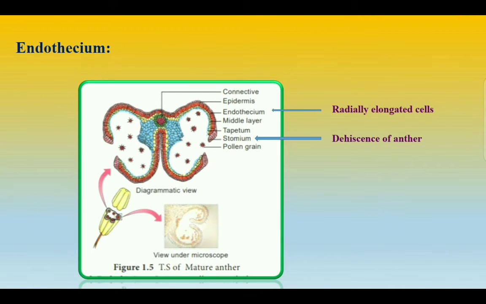Next is the endothecium. It is generally a single layer of radially elongated cells found below the epidermis, and the inner tangential wall develops bands of alpha cellulose. Sometimes it may be lignified also, and the cells are hygroscopic. In the anthers of aquatic plants, saprophytes, cleistogamous flowers and extreme parasites, endothecial differentiation is absent. The cells along the junction of two sporangia of an anther lobe lack these thickenings, and this region is called the stomium. You can see the stomium in that picture, which helps in the dehiscence of the anther, and the endothecium has radially elongated cells.